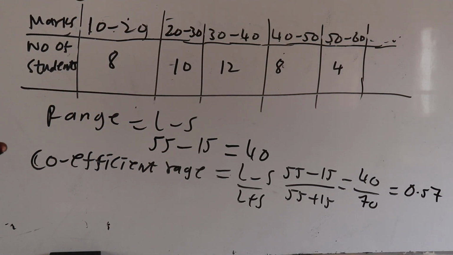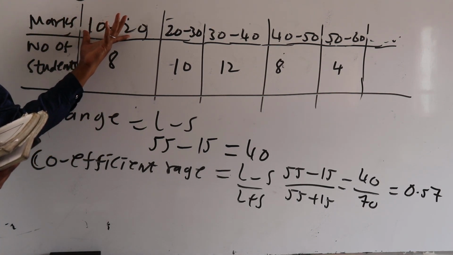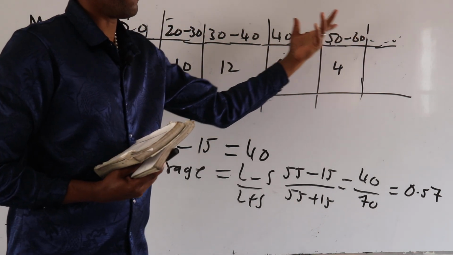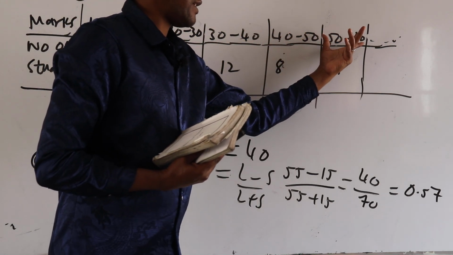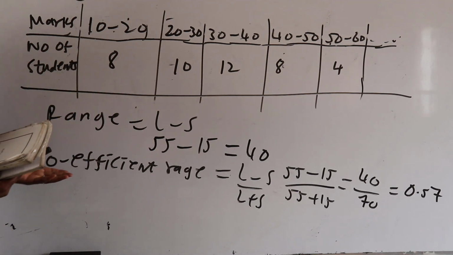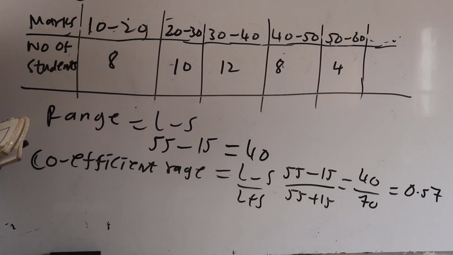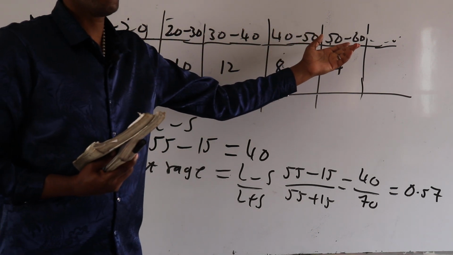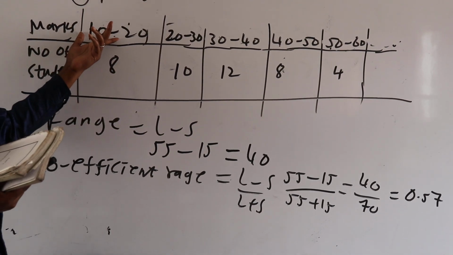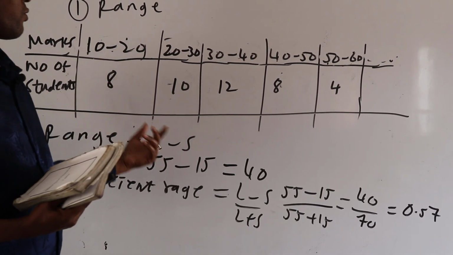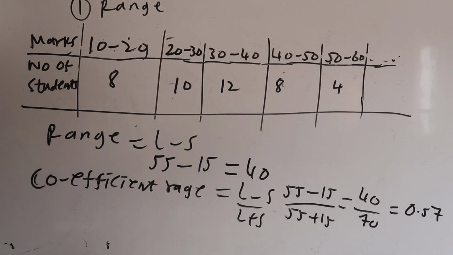So basically, don't confuse. When you are given grouped data, we have said we follow the class interval. We look at the lowest class interval and the highest class interval. The lowest class interval is our smallest value. The highest class interval is our largest value. You divide by 2 to get the figure. That's why we took 50 plus 60 divided by 2, and got 55. Then 10 plus 20 is 30, we divide by 2, and we get 15.